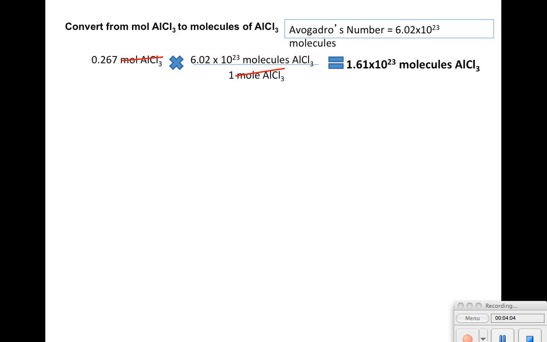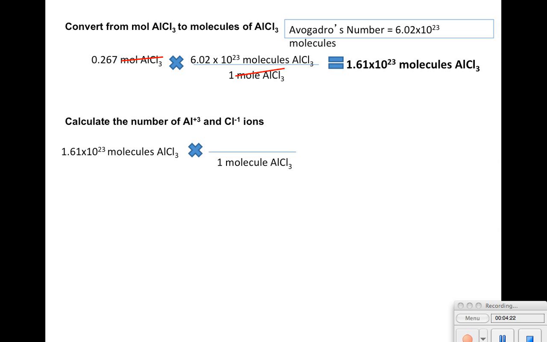So now we're going to calculate the number of aluminum and chloride ions. So how do we do that? Let's look at aluminum ions first. We take 1.61 times 10 to the 23rd molecules of aluminum chloride, and in those molecules we know that for every 1 molecule of aluminum chloride you have 1 aluminum ion. When you multiply that through after we cancel out our units, we get that there are 1.61 times 10 to the 23rd aluminum ions.